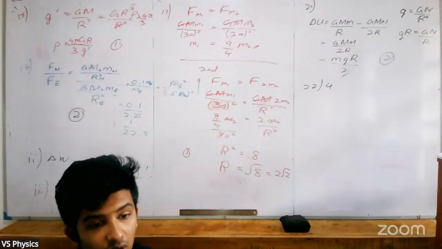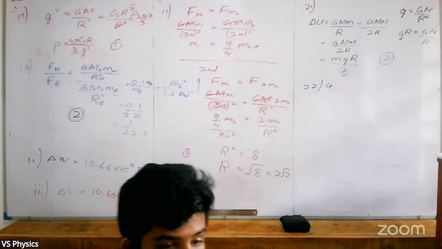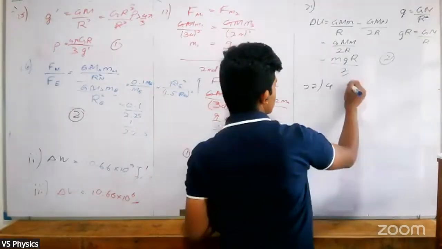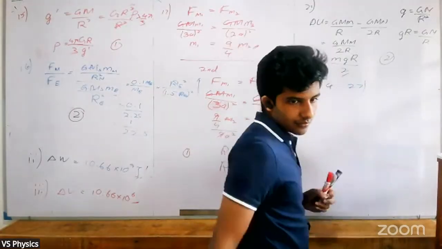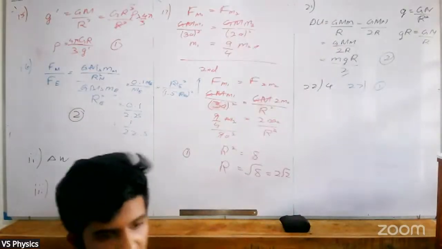Orbital path of a geostationary satellite does not depend on the mass of the satellite. Therefore, 27 එකට answer is the first one. We don't have to think about anything else.